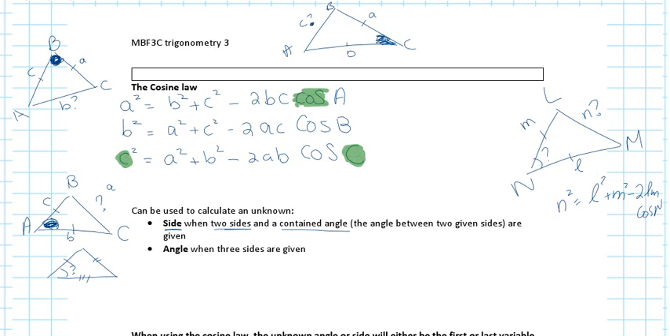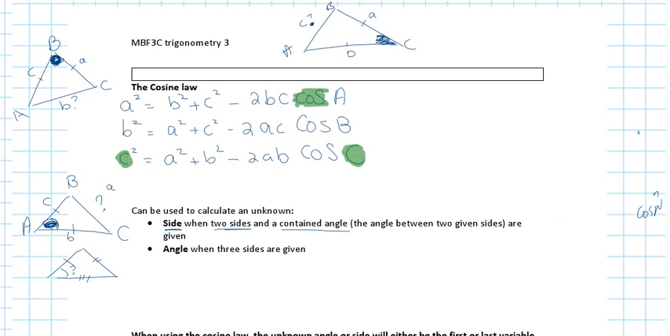So that is if I have the two sides and the contained angle, and I'm looking for the other side. Now, what would be my formula if I have all three sides and I'm looking for an angle? They will rearrange for this part, because that's the one that contains the angle, okay?